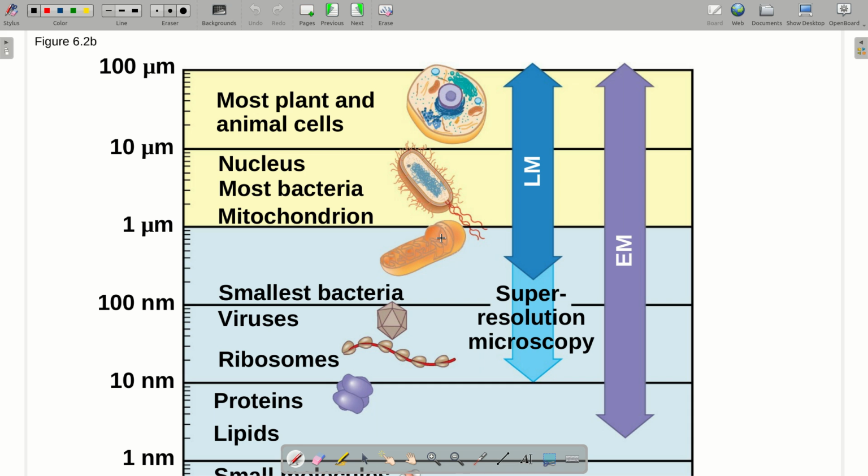Now, size. Here's the light microscope. You can see cells and most bacteria, and even some of the things in the bacteria. But light microscopy is limited usually to bacteria and nothing smaller. We are improving, and we are seeing smaller things, but electron microscopy can see very small things, including lipids and proteins. And that's where you want to use an electron microscope.